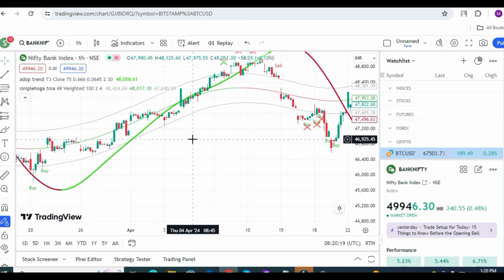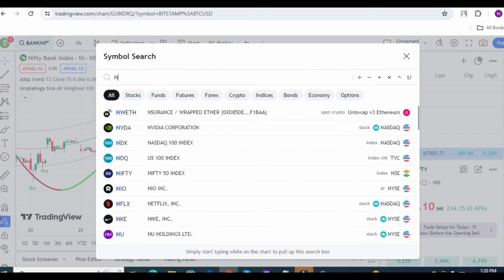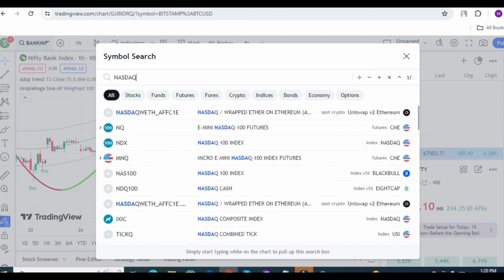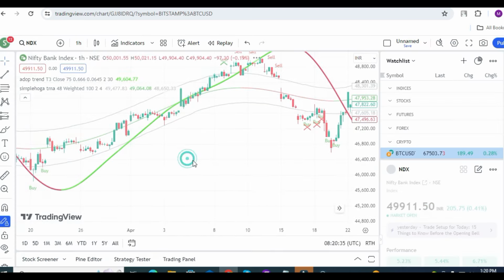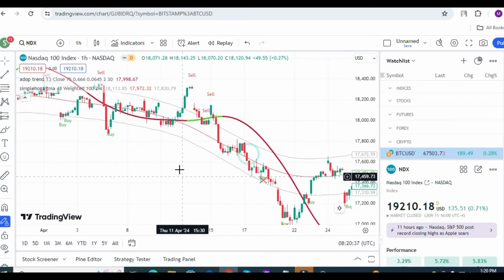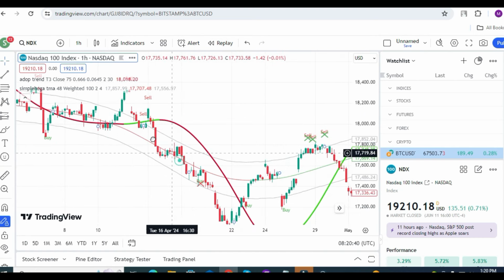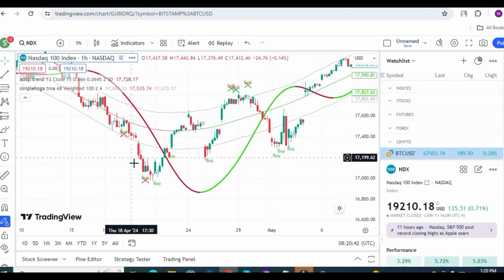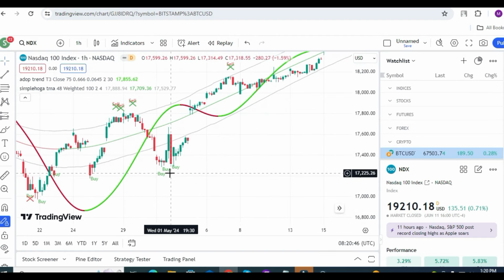Okay, let's see the results in Nasdaq. Nasdaq 100 index, or you can use any pair. I am using this one, so you can see the results are awesome. You are getting sell and buy signals with the cross. With the cross, do not go for the sell trade. When you get a buy signal, you can go for the buy trade.